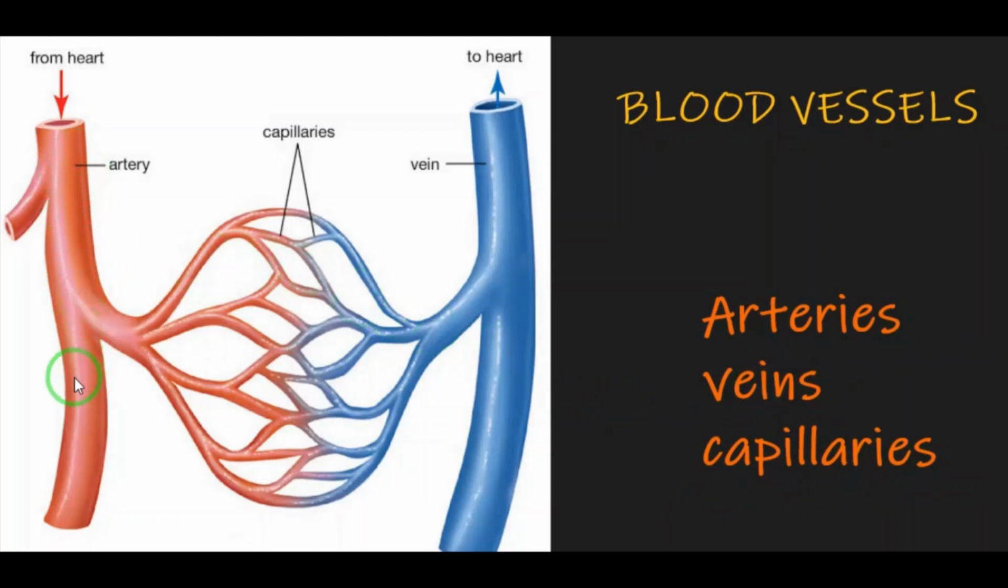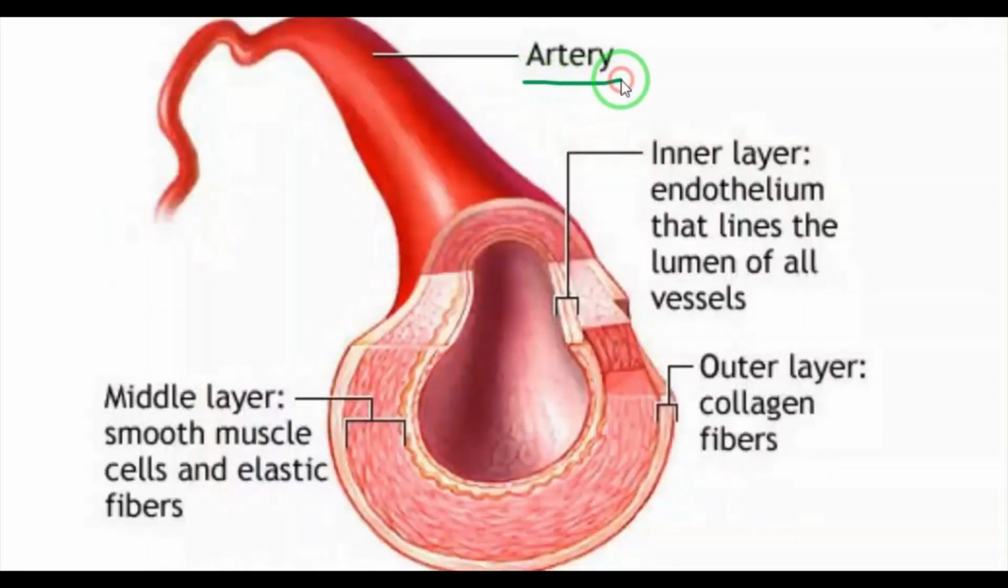Now you see here, this is the artery, this is a vein and this one is capillaries. So three types of blood vessels. Now let's see one by one. First one is artery. This artery is a blood vessel. So this artery carries blood.